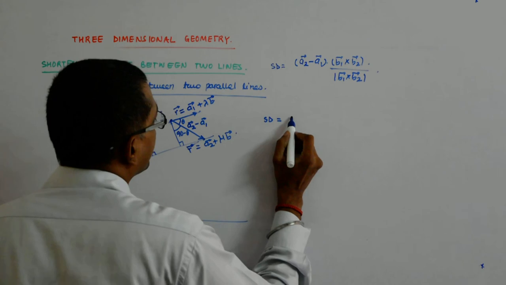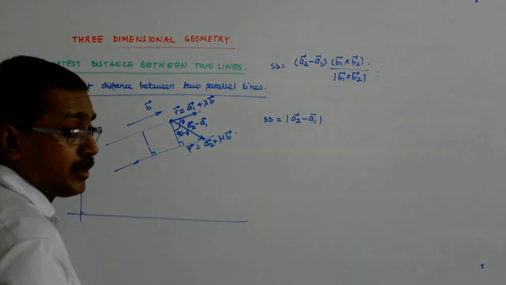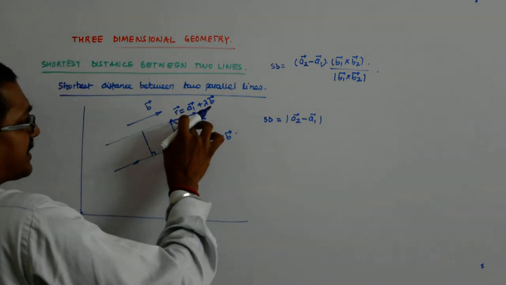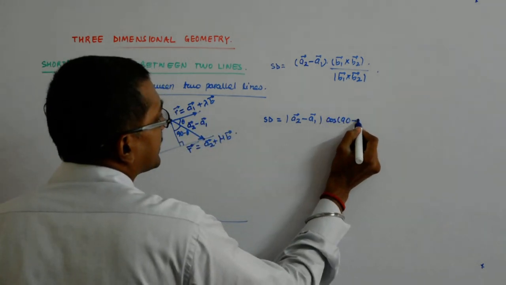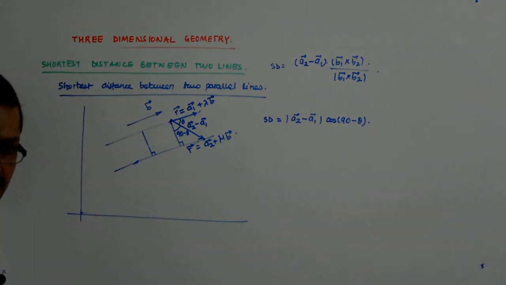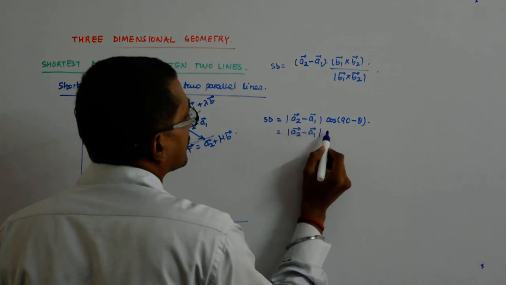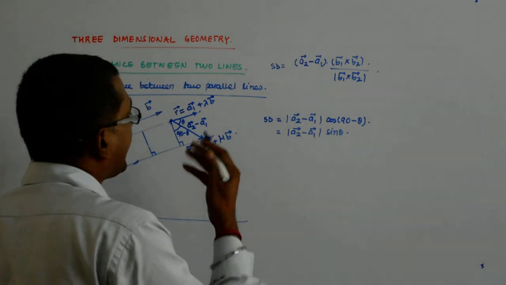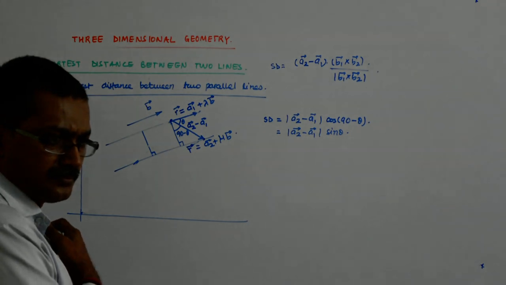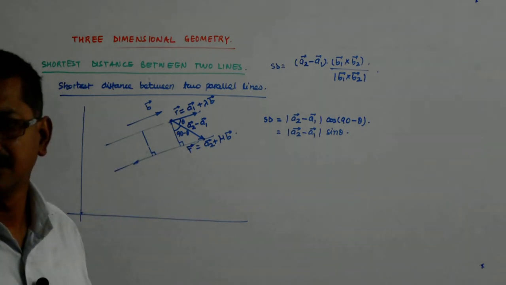So shortest distance is equal to mod of A2 minus A1 into cos of this angle. Is it not? Cos of this angle. So cos of 90 minus theta. Is it not? So in fact, I want mod of A2 minus A1 into sin theta. Is it not? I want this. Now, what is the way in which I can get sin theta? How do I get sin theta? Because this is theta, right? So how do I get sin theta?